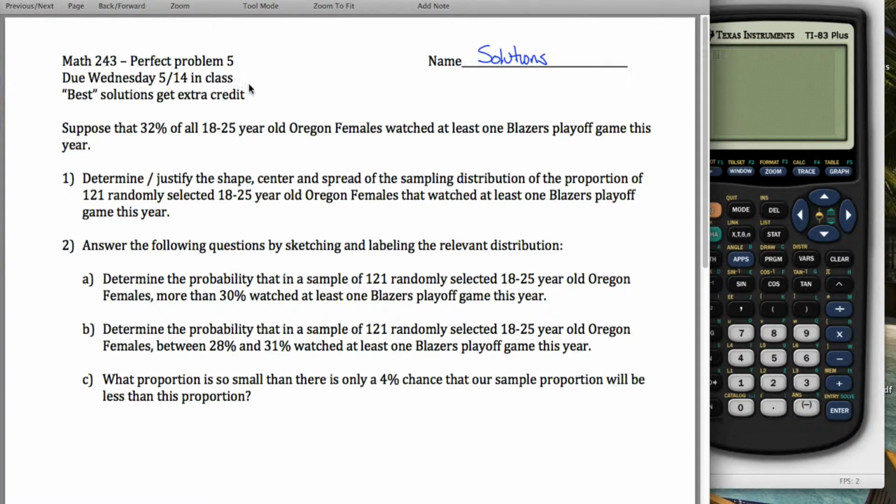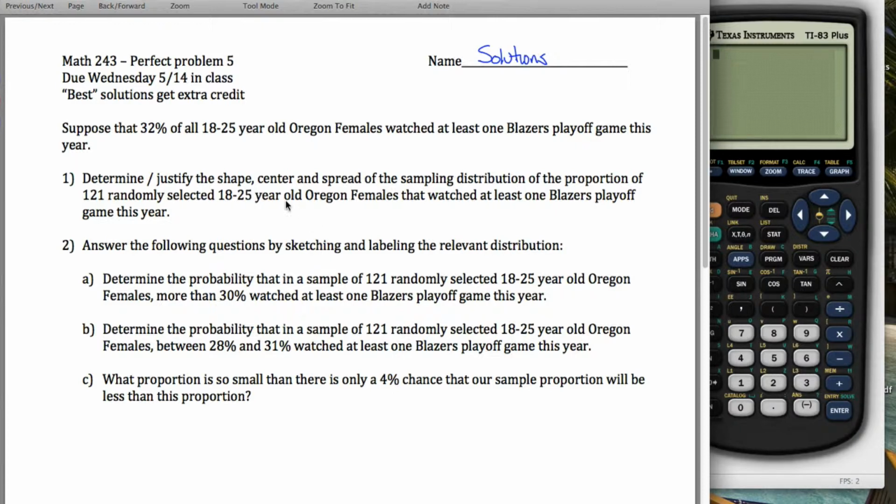Solutions for perfect problem 5 for Math 243. We're going to be calculating some probabilities. We're going to be using Normalcdf and inverse norm. The difference here is we're talking about sampling distribution, specifically a sampling distribution of a proportion.